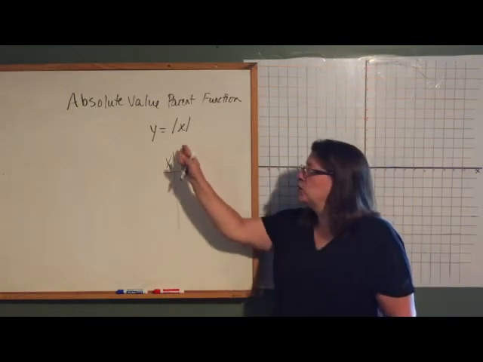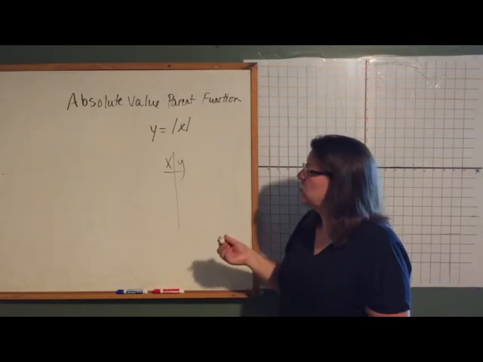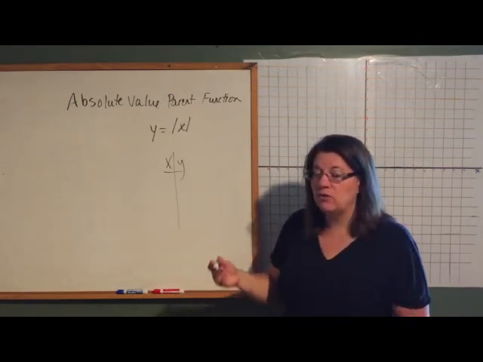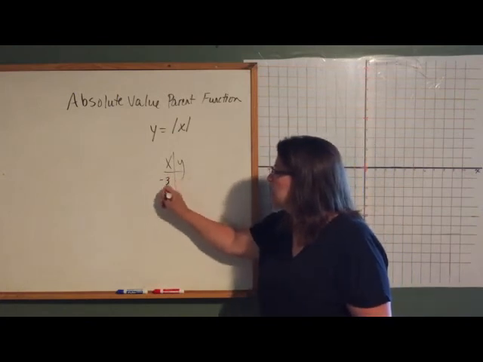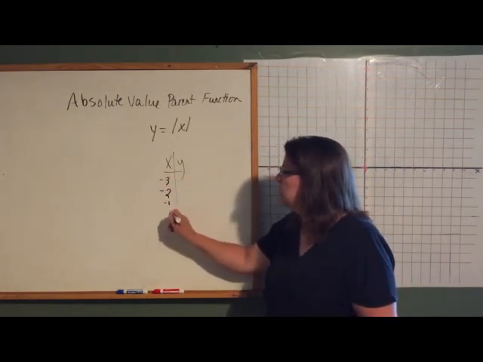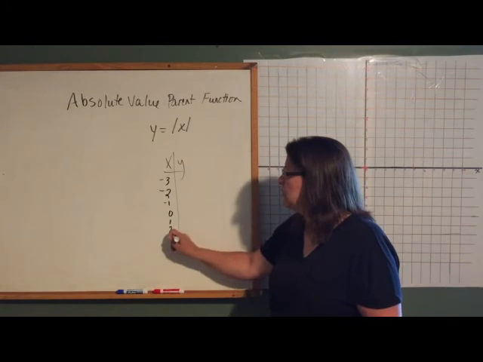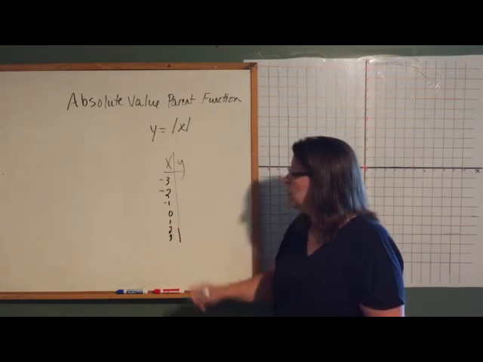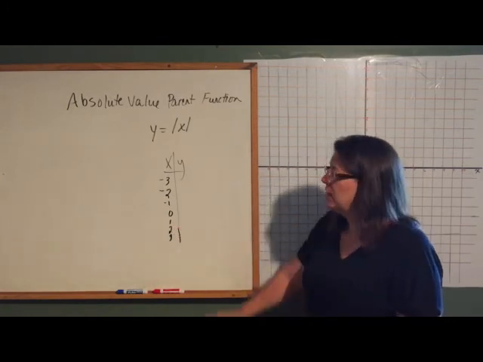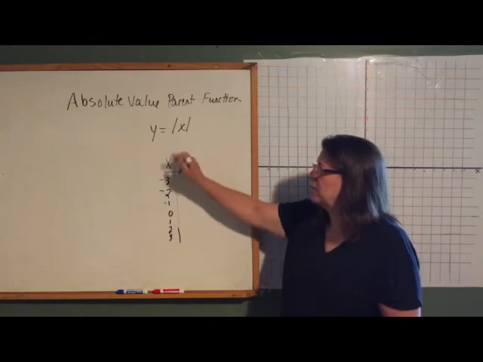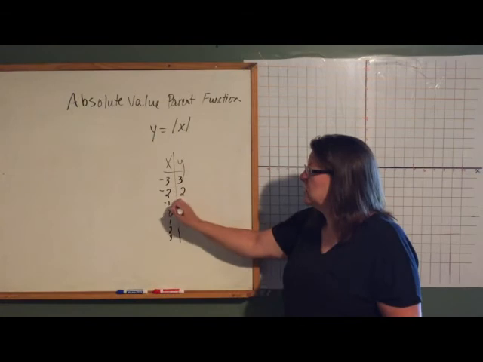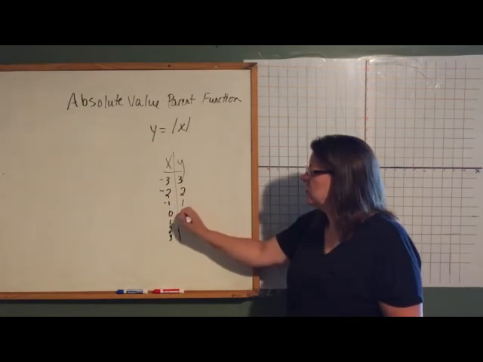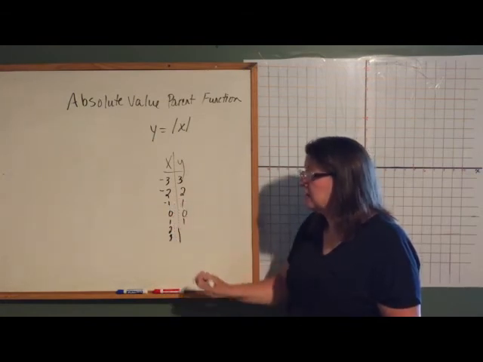So if we're doing the parent function for the absolute value, we still need to choose 0, some positives, and some negatives. So what I'll do is I'll just choose -3, -2, -1, 0, 1, 2, and 3. We'll start with the same points and we'll go from there. So if I plug -3 in for x, absolute value of -3 is 3. Absolute value of -2 is 2. -1 gives you 1. 0 gives you 0. Absolute value of 1 is +1.